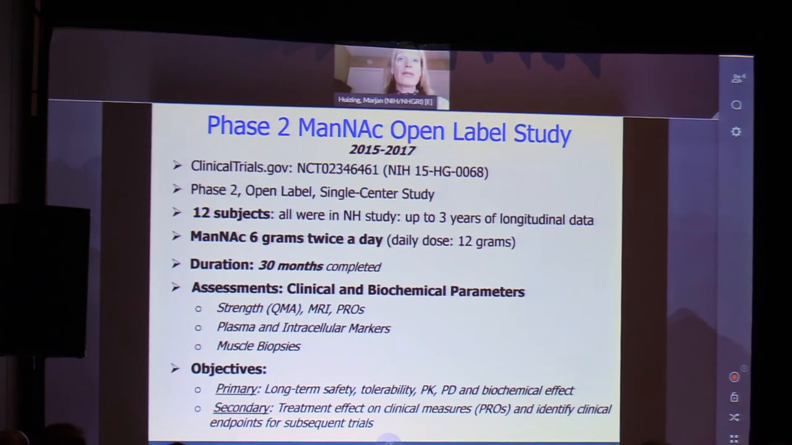The primary outcome of this trial would be to show long-term safety, tolerability, PK, and some efficacy outcomes. The secondary objectives were treatment effect on clinical measures, so to identify a good PRO, patient-reported outcome, and identify clinical endpoints for subsequent trials.